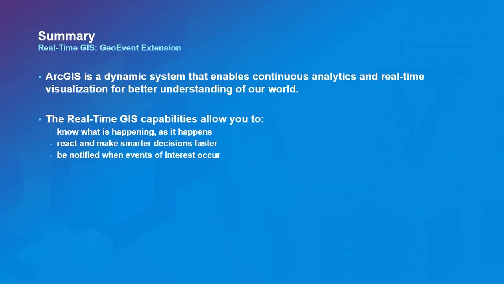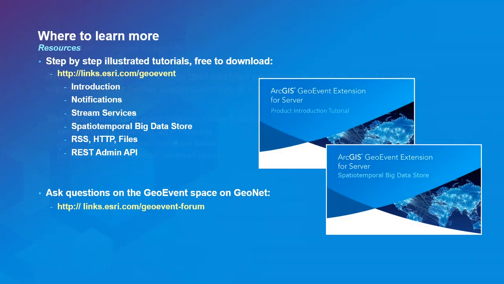So hopefully you've seen that ArcGIS is a dynamic system that enables you to perform continuous analytics and real-time visualization of your data. Obviously, this helps provide you a better understanding of our world and your environment and your specific applications. So these applications allow you to know what is happening as it happens, react and make smarter decisions faster, as well as be notified when events of interest occur, as you've seen.